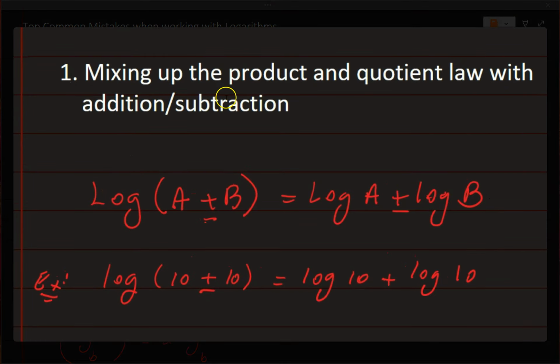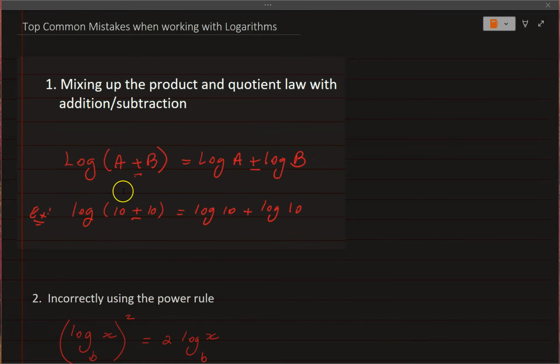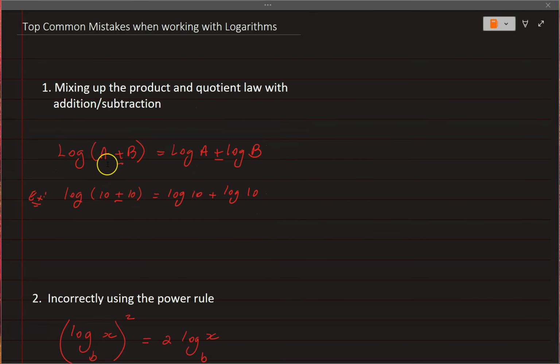All right, the first one: mixing up the product and quotient law with addition and subtraction. I see that all the time. For example, log of a plus or minus b: some students think that's log a plus or minus log b, as in they just distribute the log into the bracket, which is not true. For example, log of 10 plus 10, some students say that's log 10 plus log 10, which is 1 plus 1, which is equal to 2.